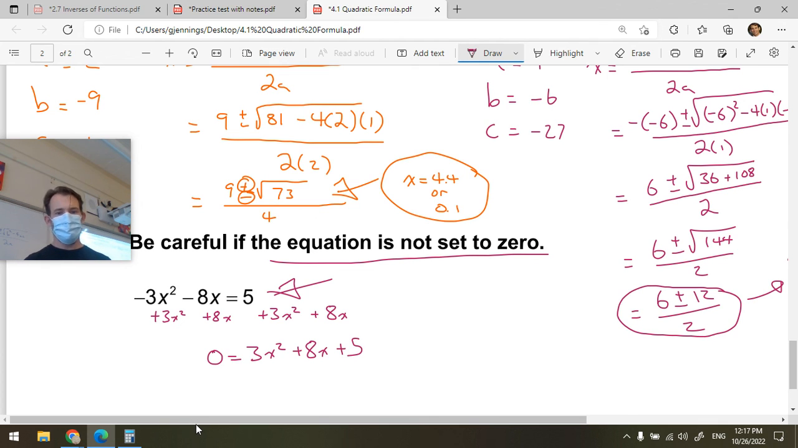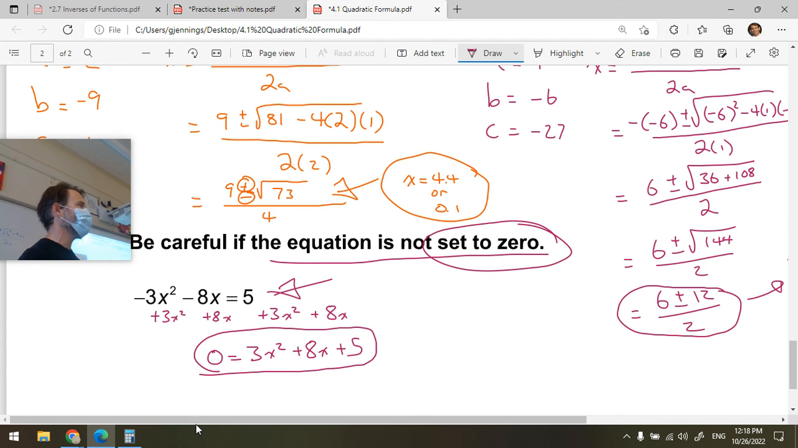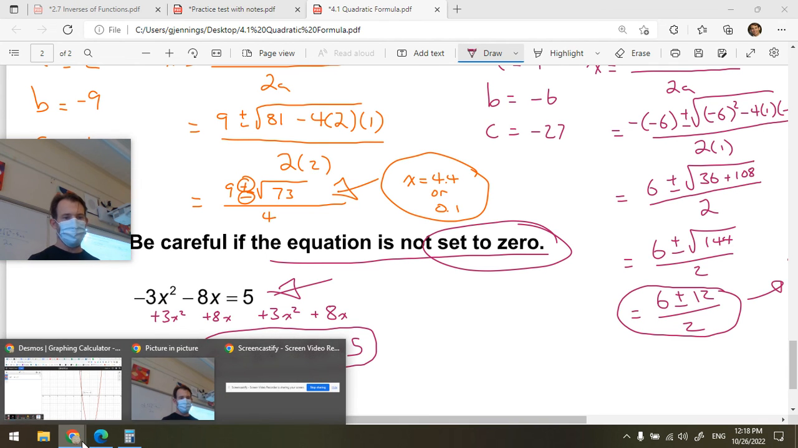Okay? And this one, we would just use the quadratic formula now. This is the form you need to apply the quadratic formula. It must be set to 0. It must be equal to 0. So if you have a problem where it's not, shove everything to one side with your inverse algebraic operations and then go. Okay, so that's it for the lesson.